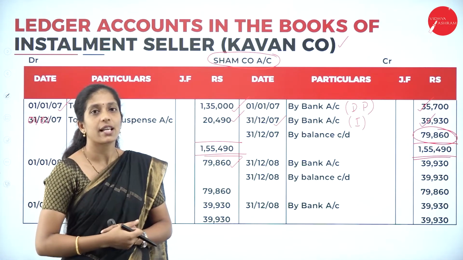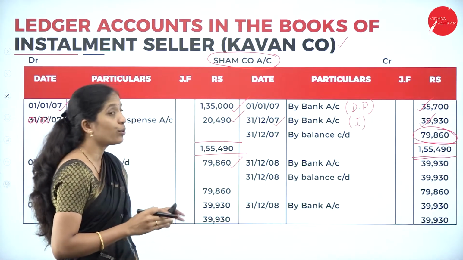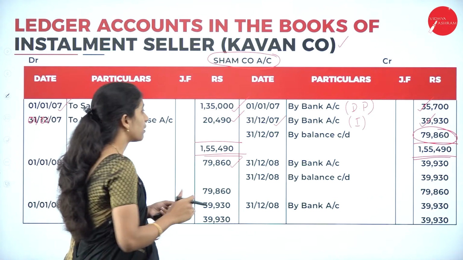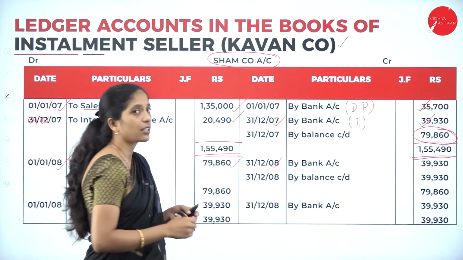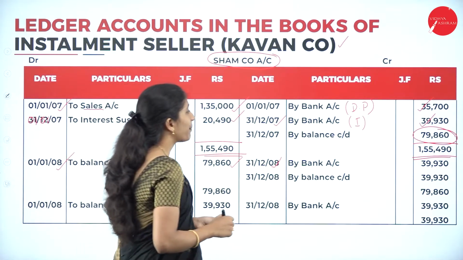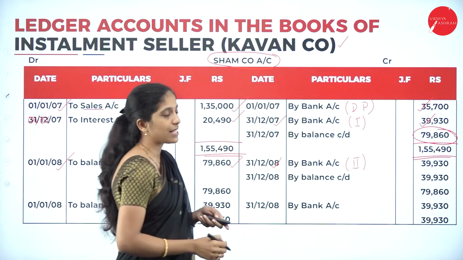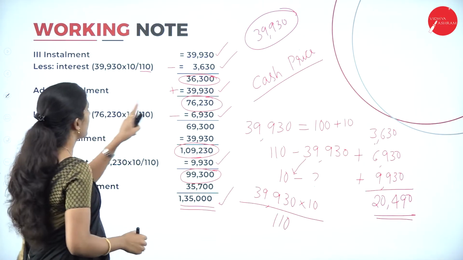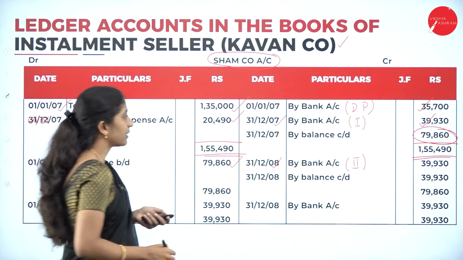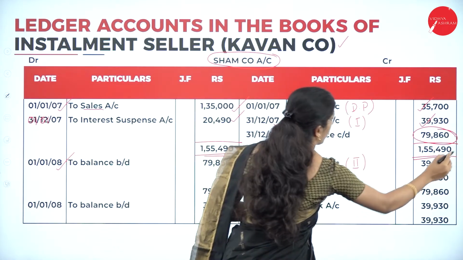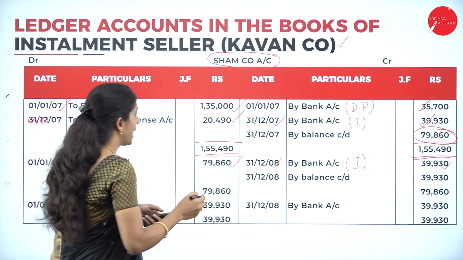So what is the entry? That is bank account debit to installment purchaser account. That is at the end of the second year, 31/12/08, by bank account. This is the second installment received. So what is the amount? Second installment, that is 39,930. Now record this amount. Next, no other entry, balance both the sides.